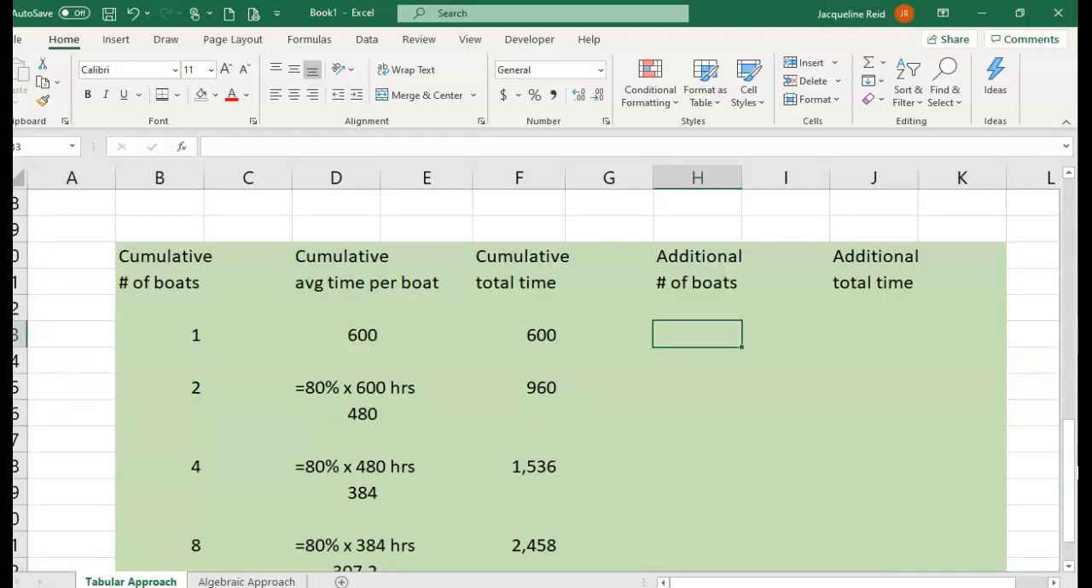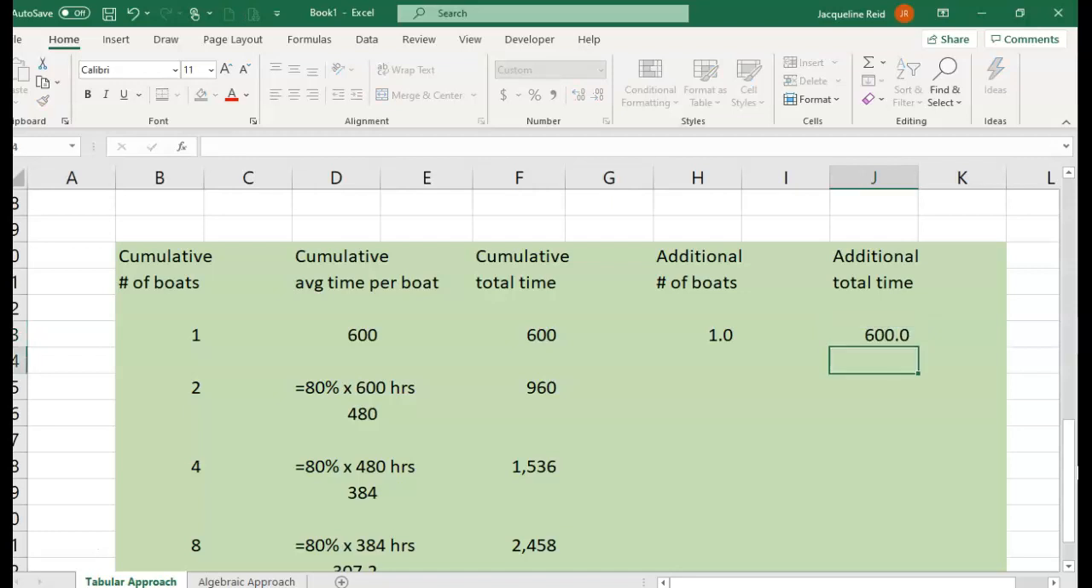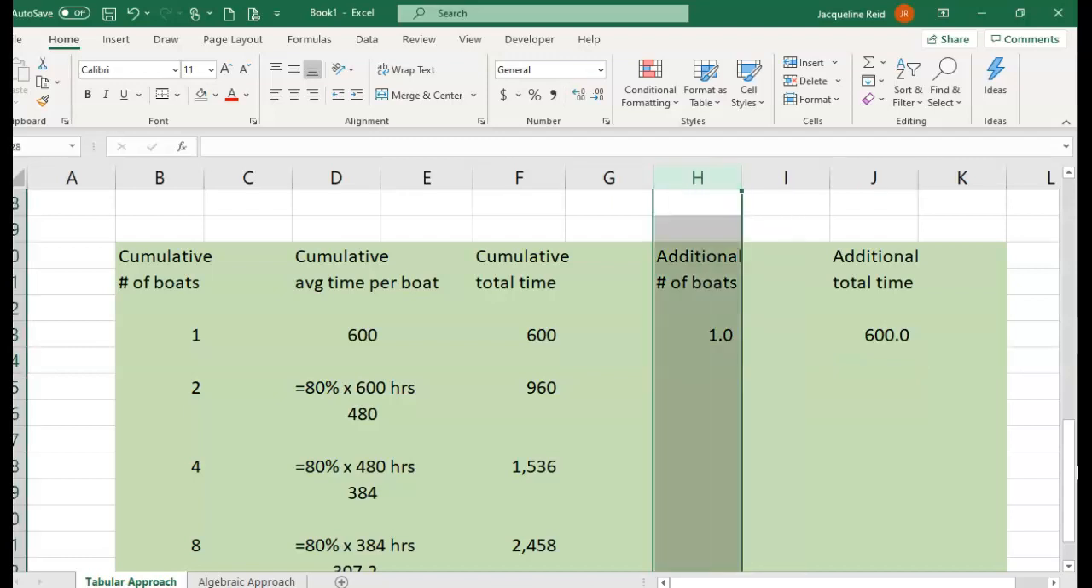Now, I need you to get this. These next 2 columns will have no data because it is talking about the additional boats made. Well, we can put in the 1 because prior to this 1 boat, nothing was made. So here we're making 1 additional boat. Okay? And the additional total time is 600. Comparing it to the situation where nothing was there before.